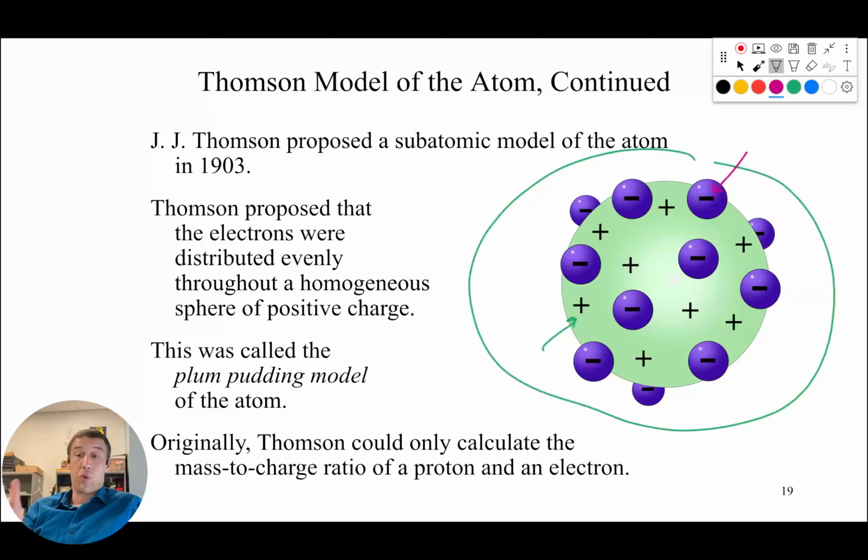Okay, if we're looking at what things Thomson could do, he could only calculate the mass to charge ratio of the proton and electron. So he could see their relative mass and their charge, but he couldn't get specifics on either of those. That required more science later on.